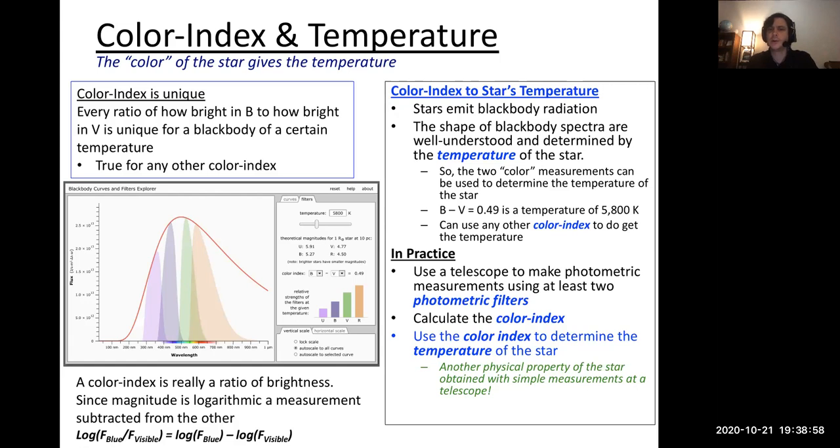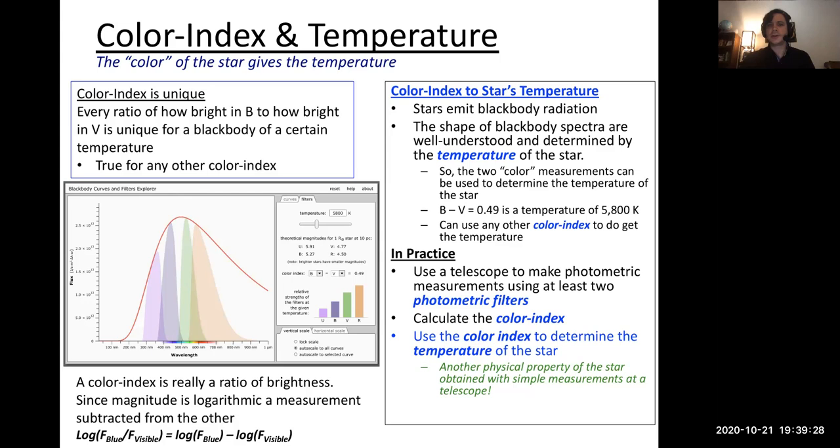And since we know what a blackbody curve looks like, and we know that it is dictated by the Planck function, you can look it up if you want to, you don't need to know it for this class. If we can just get 2 of these measurements that sample the blackbody curve, say the magnitude in blue light and the magnitude in visible light, those 2 points are good enough for us to know what the blackbody curve looks like. And if we know what the blackbody curve looks like, we know the temperature.